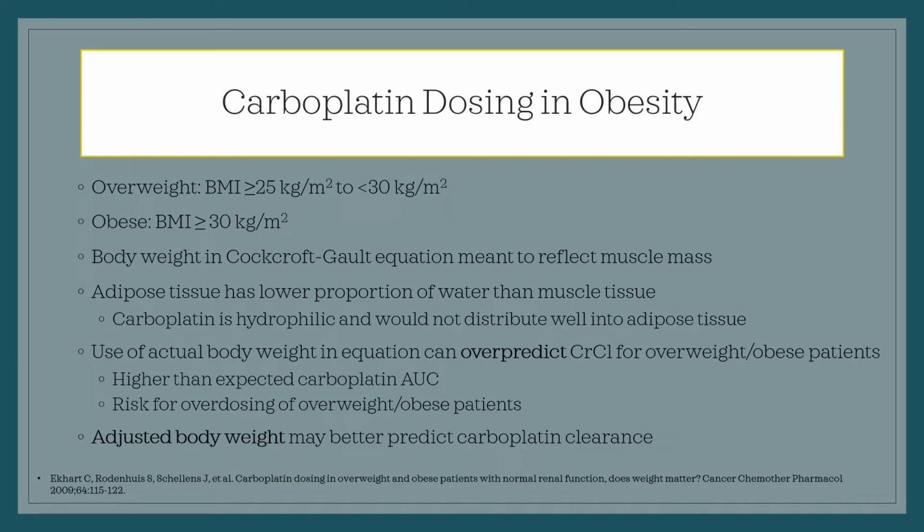Also, adipose tissue in general is going to have a lower proportion of water than muscle tissue, and with carboplatin being a hydrophilic molecule, it's not thought that it's going to distribute very well into the adipose tissue. And then there is a risk, in patients with obesity, that using the actual body weight in that equation can actually overestimate their creatinine clearance. And that would give us a higher than anticipated carboplatin AUC and risk for overdosing. So again, using the adjusted body weight may actually better predict carboplatin clearance.